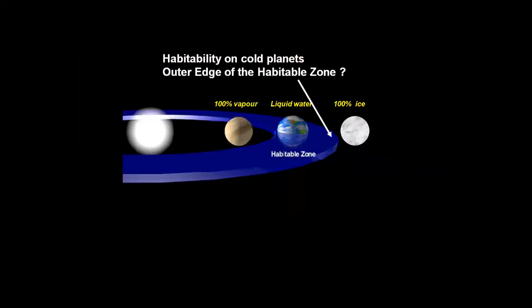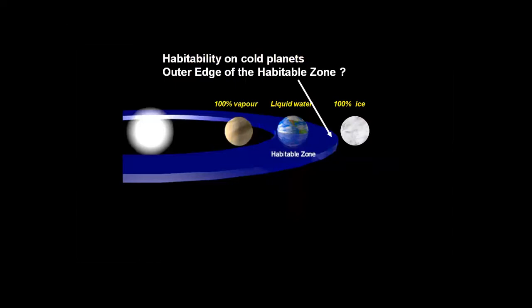So now let's move to the other side of the habitable zone, the outer edge. So what is the limit? Again, you can do the same exercise. You take the Earth, you move it outside, and you imagine what happens.